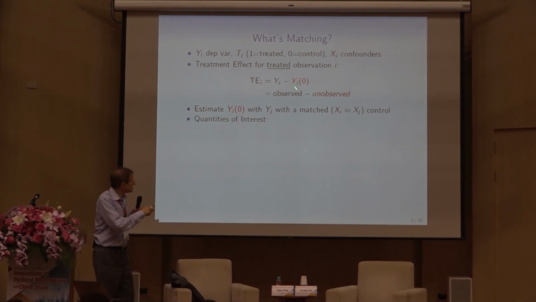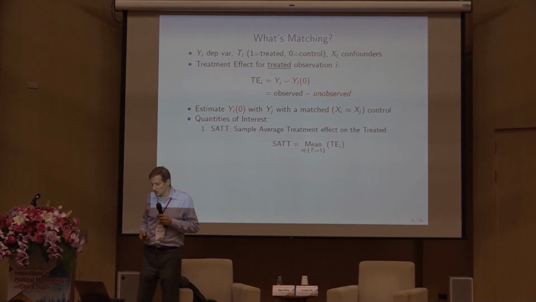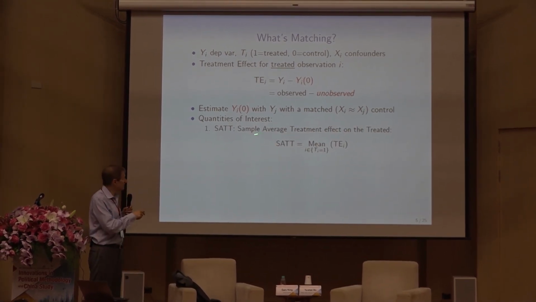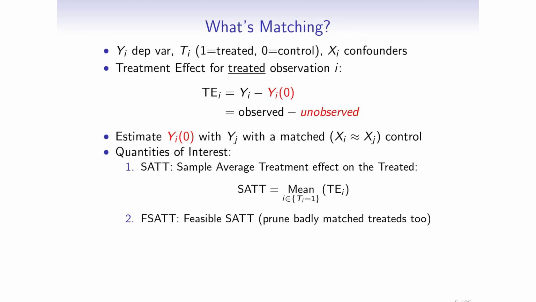The quantity of interest we don't typically estimate for every single observation because there's lots of randomness. So we'll do something like the sample average treatment effect on the treated, the SATT, which is merely the treatment effects averaged, that's the mean, over all the treated units. You can also do it over all the units or whatever you like. And then there's one other quantity of interest just to focus on, which is instead of the SATT, the sample average treatment effect on the treated, there's the feasible SATT, or FSATT.